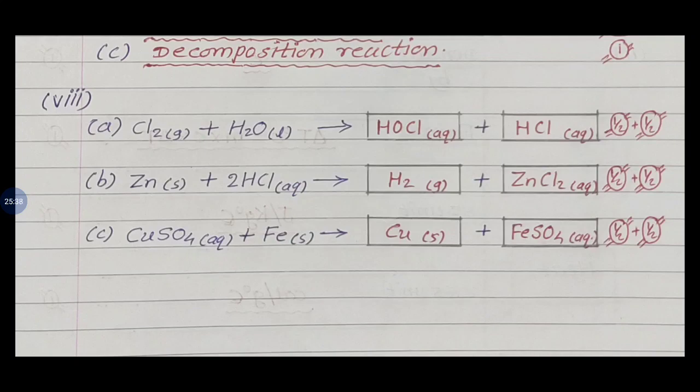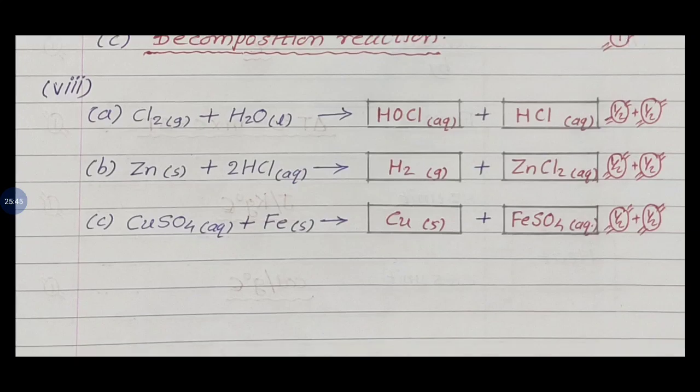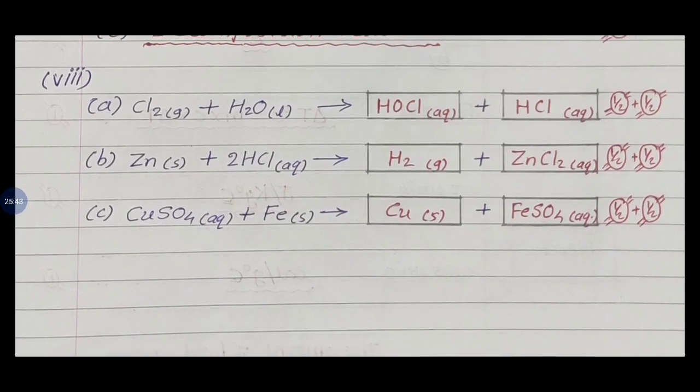Next, Zn, zinc, reacts with HCl, hydrochloric acid. It is in aqueous state, that is dilute acid. So it releases hydrogen gas in gaseous state plus ZnCl2 in aqueous state. Suppose you write ZnCl2 in the first box and hydrogen gas in the second, don't get confused. Anywhere you write down the answer, clear? Even if the position is interchanged, it is also correct, no problem. Half mark you get.